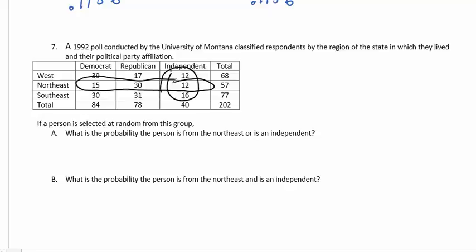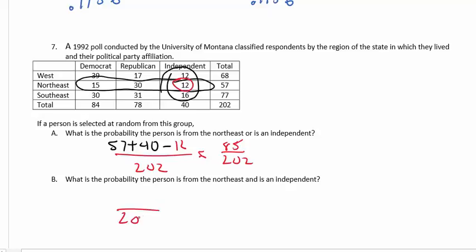So an OR statement means we're adding the group. So I could do 57 plus the 40, and then I want to subtract any overlap, and the overlap would be that one number I did right there, because it showed up in each one twice, over 202, and that works out to be 85 over 202, and that's perfectly fine. That's a wonderful answer. Second part was probability that a person is from the Northeast and an independent. Okay, so these 202 people, I want the group that's in both categories, and that would be the 12 that we used before, so 12 out of 202.